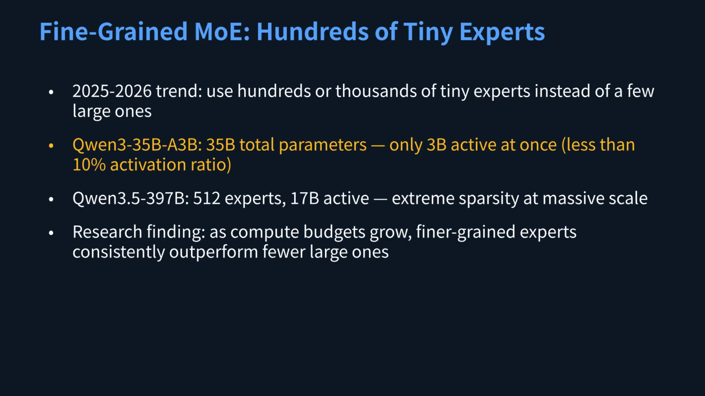The trend in 2025 and 2026 is moving toward what researchers call fine-grained MoE. Instead of 8 experts or 64, newer models are using hundreds or even thousands of tiny expert networks, each extremely narrow in focus. Take the Qwen3 family as an example. A model like Qwen3-35B-A3B has 35 billion total parameters, but only 3 billion active at once. That's an activation ratio of less than 10%. As compute budgets increase, it turns out that adding more, smaller experts consistently outperforms adding fewer, larger ones. You get richer specialization with less computational overhead per token.